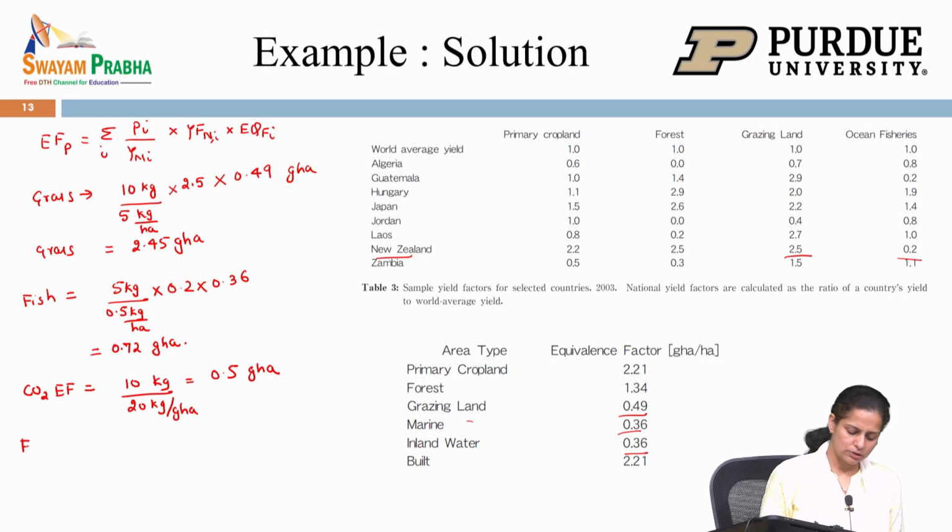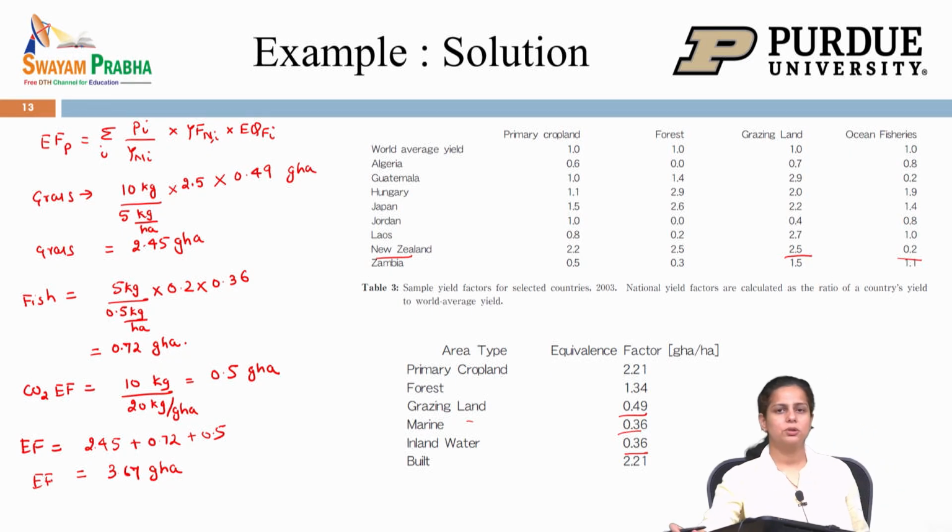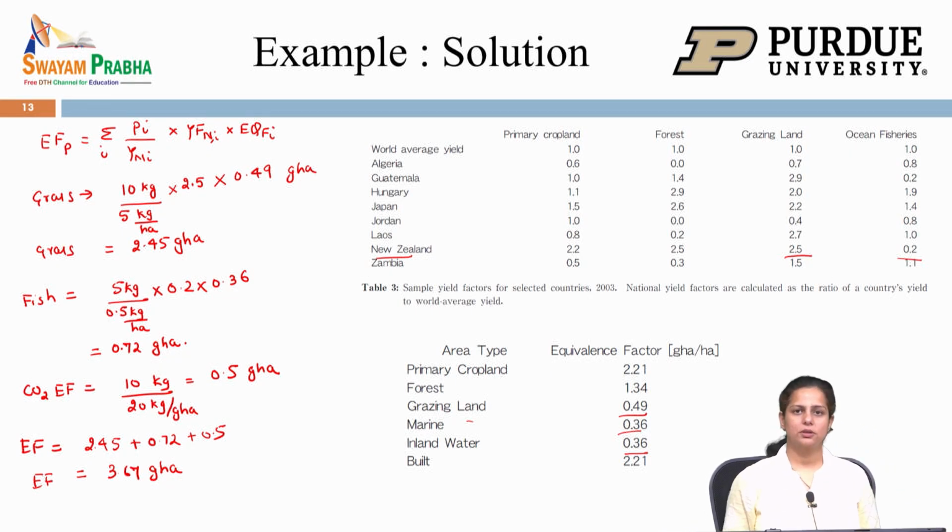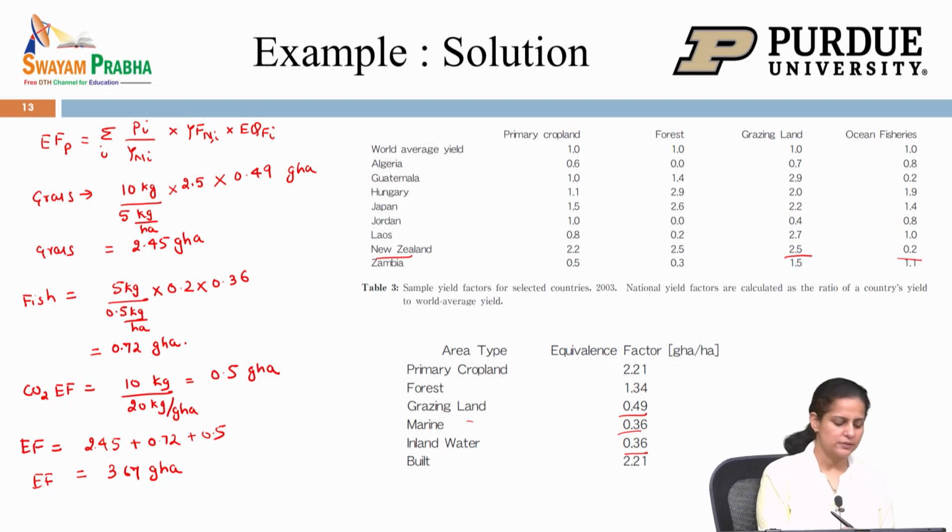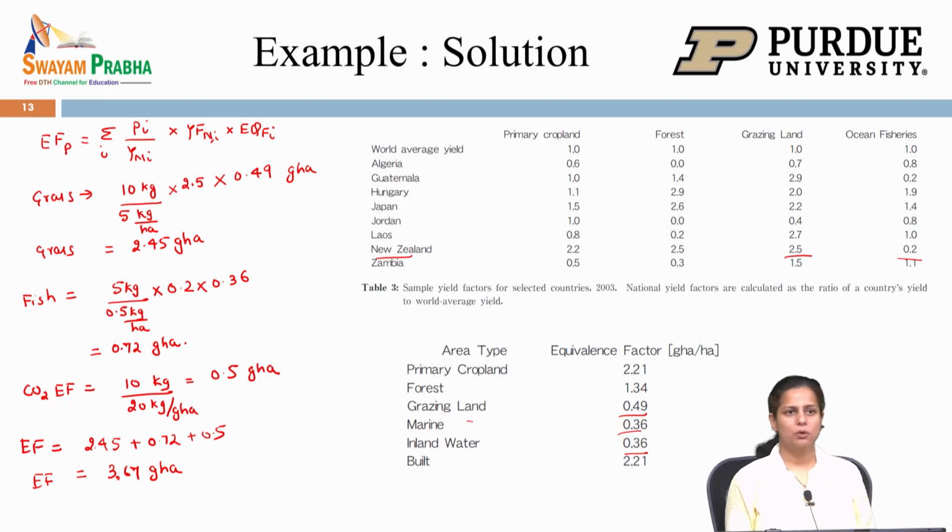So, the total ecological footprint in this case will then be 2.45 plus 0.72 plus 0.5. So, the total ecological footprint of making this product, which requires grass, fish and has a CO2 footprint, is equal to 3.67 global hectares.